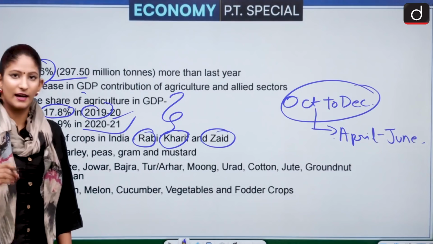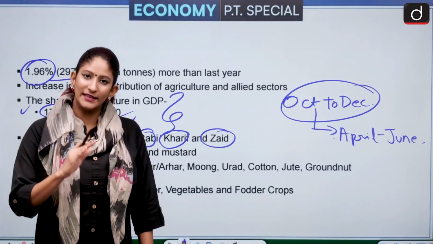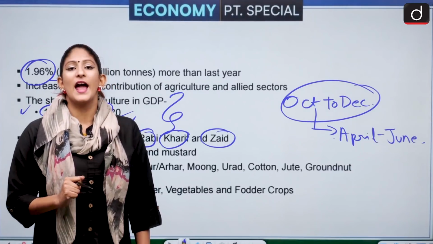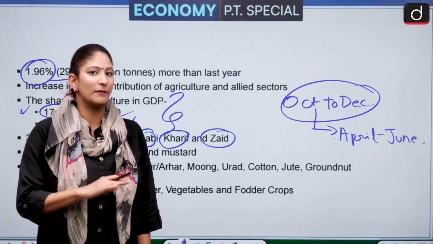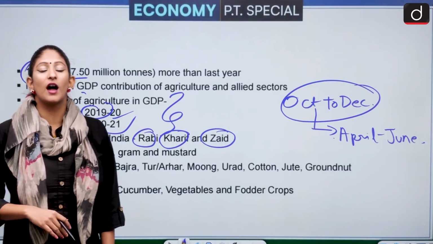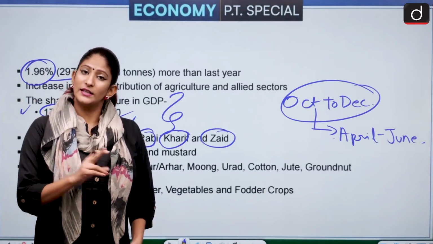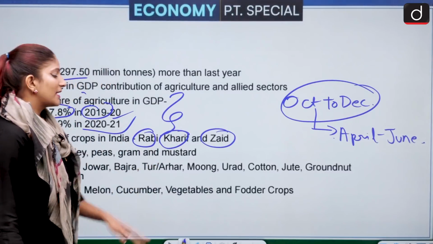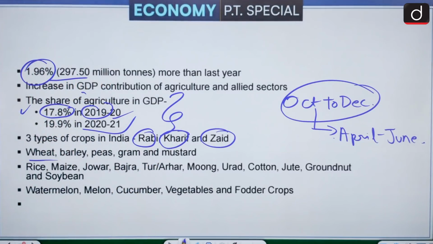Second in line is Kharif, which is sown at the onset of monsoon and harvested from September onwards. Examples of them are rice, maize, jowar, bajra, tur, arhar, moong, urad, cotton, jute, groundnut and soyabean. And Zaid crops are those crops which are sown between the Kharif and the Rabi crops. Their examples are as follows: watermelon, melon, cucumber, vegetables and fodder crops.